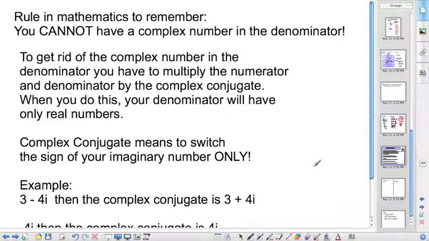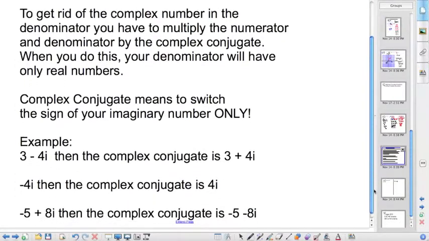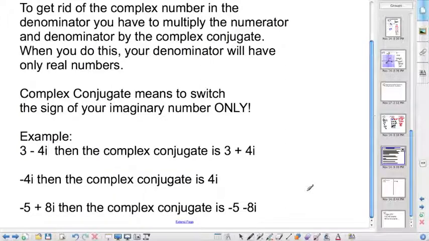Last but not least, you have a rule in mathematics which says you can't have a complex number in the denominator. And in order to get rid of that complex number in the denominator, you have to multiply the numerator and denominator by the complex conjugate. When you do this, your denominator will have only real numbers. Complex conjugate means to switch the sign of your imaginary number only. You have examples: 3 minus 4i, then the complex conjugate is 3 plus 4i. Negative 4i, then the complex conjugate is 4i. Negative 5 plus 8i, complex conjugate is negative 5 minus 8i.